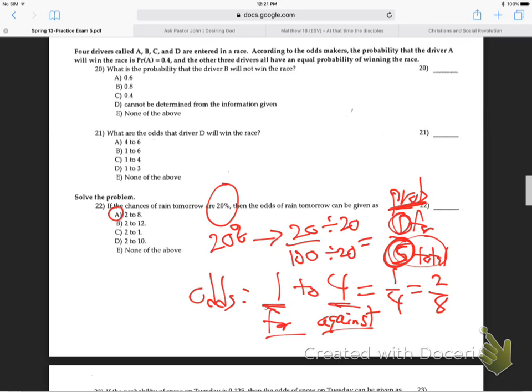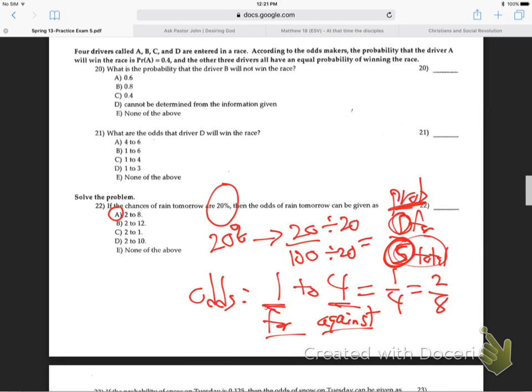And then so 1 to 4 is like a sideways 1/4, which is the same as 2/8, isn't it? If you reduce the fraction to 8. So it's the same thing as saying 2 to 8. So that's why answer A is right. It doesn't have to be reduced. It's equivalent. It's the same thing.